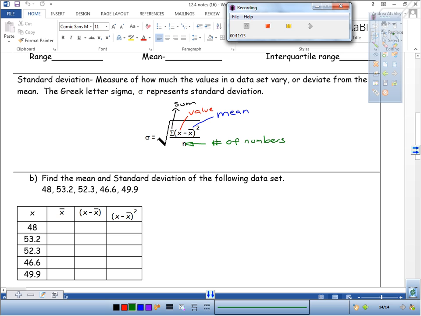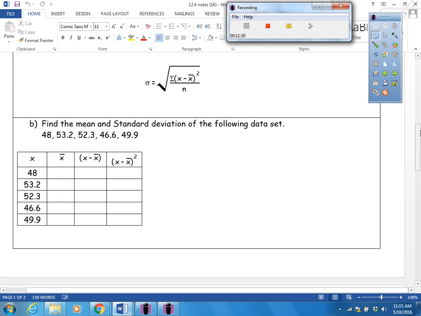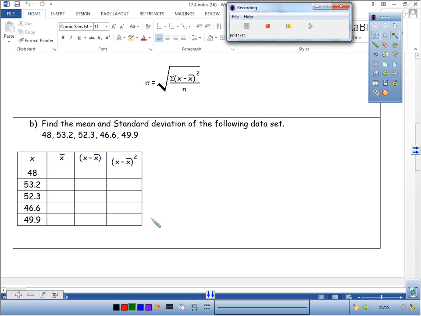Okay. The best way to do standard deviation is to use a chart like this. In your homework, you want to set up this chart. Okay. I'm going to scroll down. Okay, so the first thing we want to do.